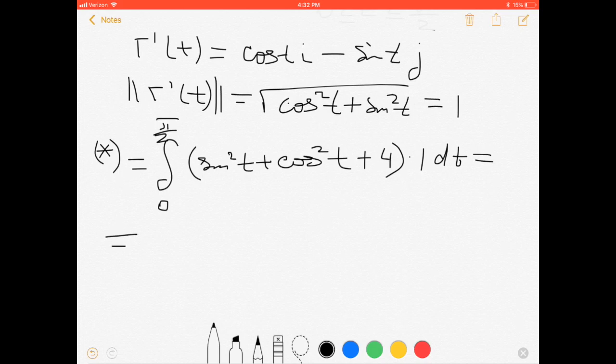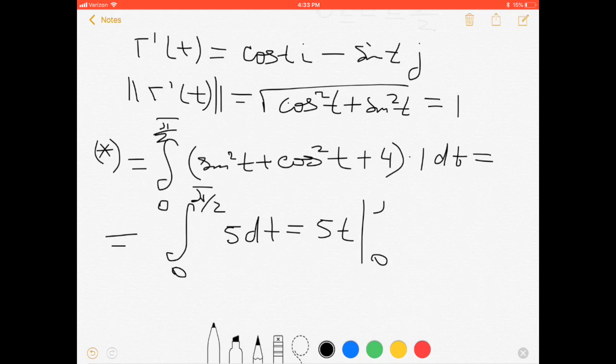First we simplify. Sine squared plus cosine squared is 1, plus 4 will be 5 dt. It will be 5t from 0 to pi over 2. And the final answer is 5 pi over 2. Okay.